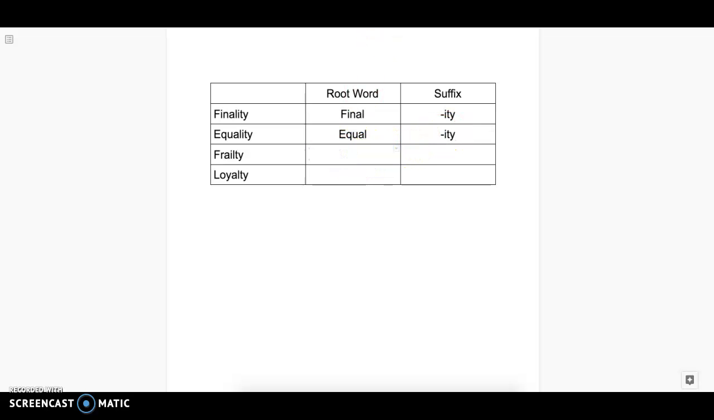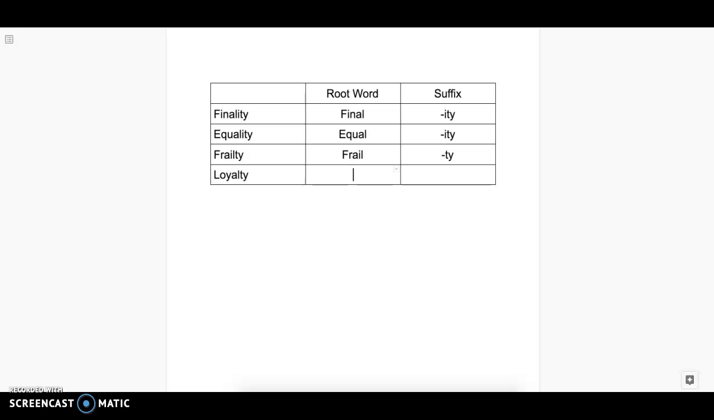Our next word is frailty. So the root word of that would be frail, and that just means it could break really easily. It's really delicate. So frailty. The suffix on frailty is going to be a little different. It does not have the ity, it's just ty. And it's making an object. It's talking about how frail it is. It's frailty.